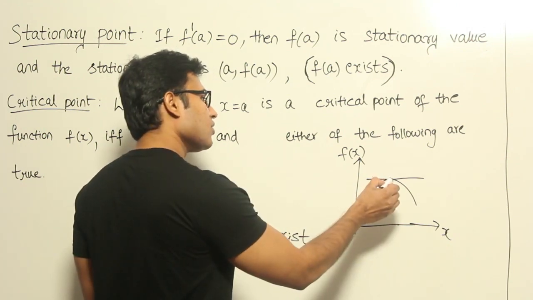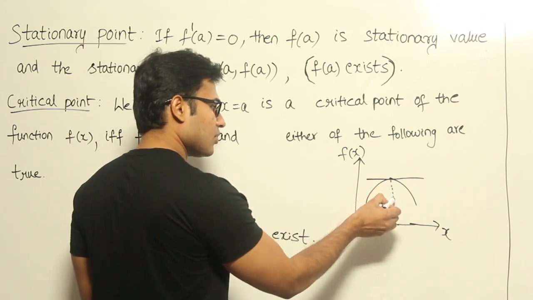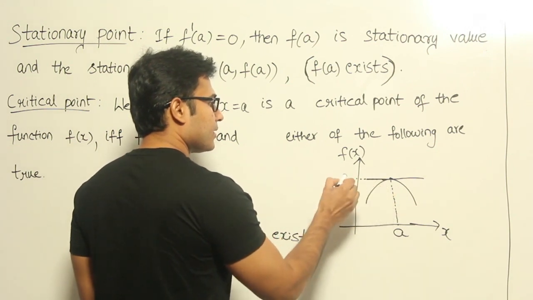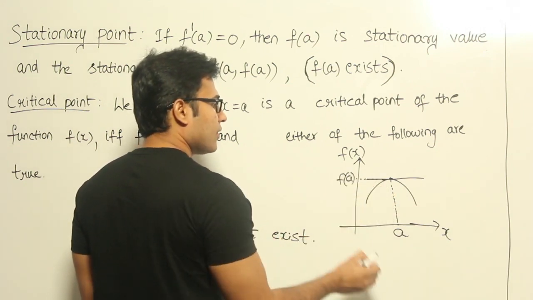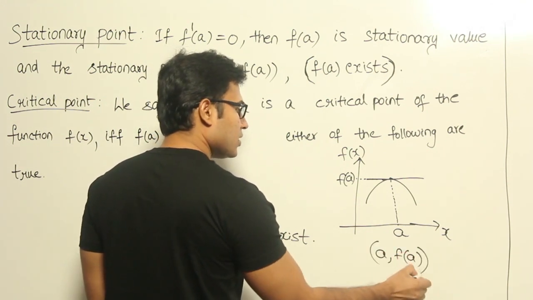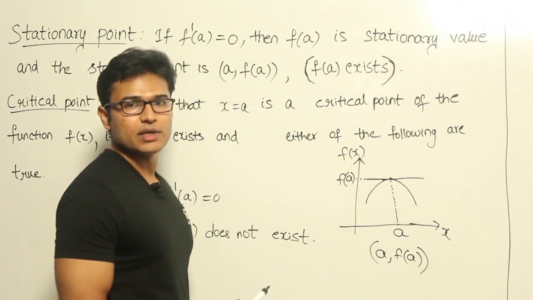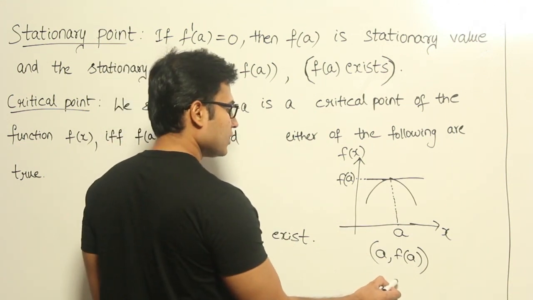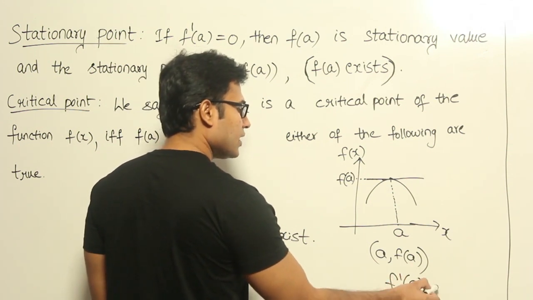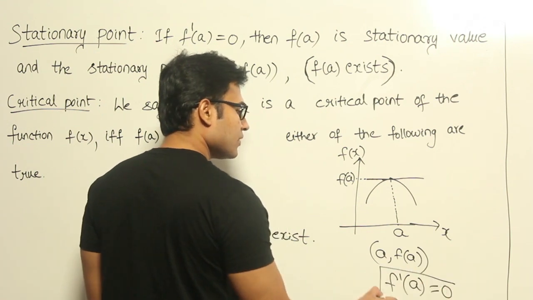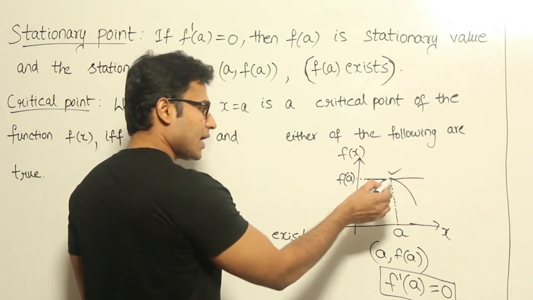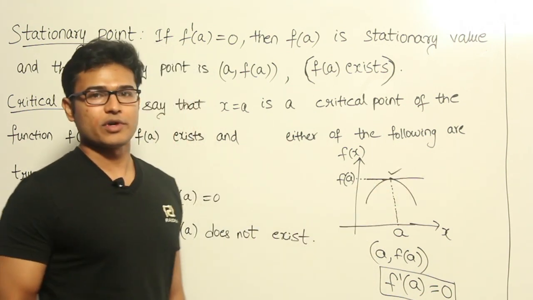Therefore, let us say this point is a, okay? Let us say this is f of a. Now at this point a comma f of a, if you try to find out the slope of the tangent, that is going to be 0, right? So what is the slope of the tangent? f dash of x at the point a, that is why f dash of a, right? If f dash of a happens to be 0, then we are going to have the maximum value there. That is why this point is very important for us, and such points we call as stationary points, right?